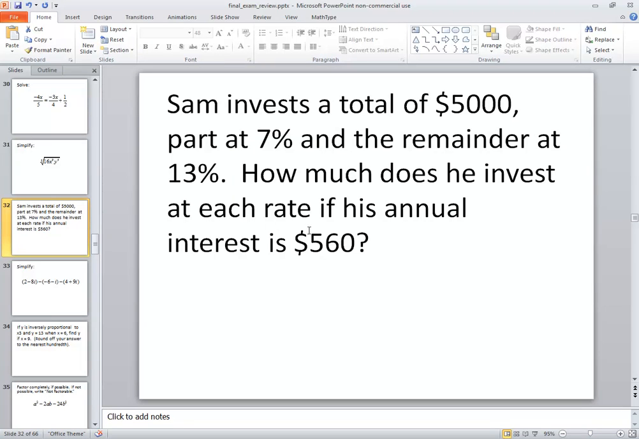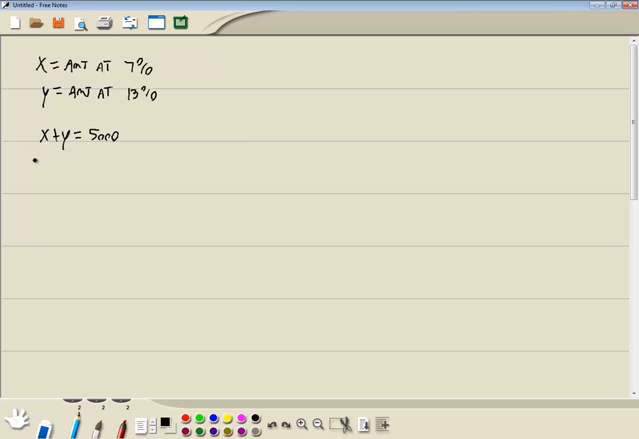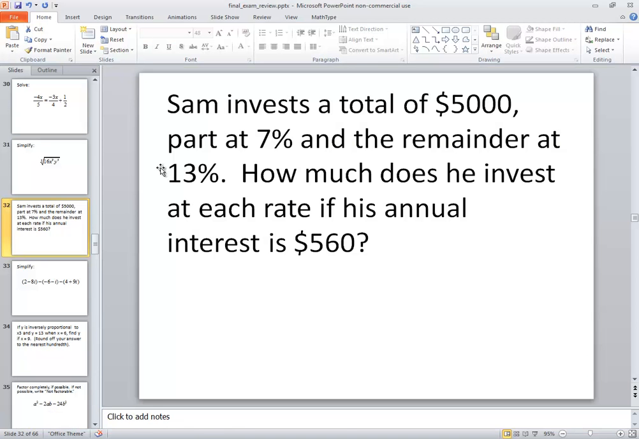And then they also tell us the total interest. Interest is normally equal to principal times rate times time. But here we're assuming time is 1 year, annual. I should read the problem closer. So we're going to take our percent, which is 7%, times our amount, which is X, plus our percent, 13%, 0.13, times our amount, which is Y, and that's going to give us our total interest, which is 560.